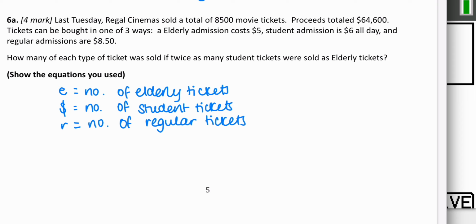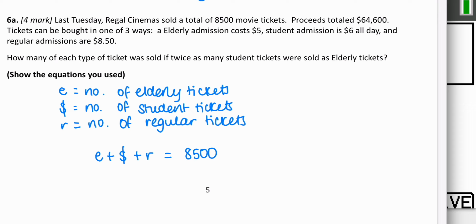And you're told that there was a total of 8,500 tickets sold. So that means that the number of elderly plus the number of student plus the number of regular must have equaled 8,500.